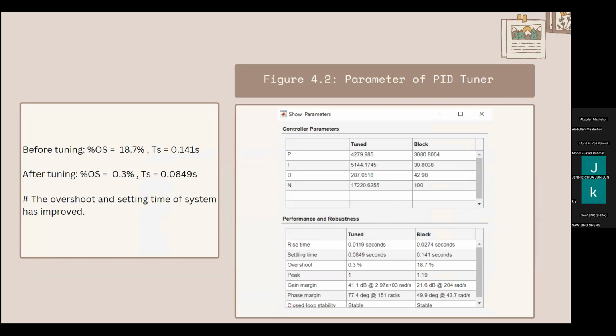The color under the tuned shows the parameters after tuning, while the color under the block shows the parameters before the tuning. Before the tuning, the overshoot is 18.7%, and the settling time is 0.141 seconds. After the tuning, we achieve an overshoot of 0.3%, and the settling time is 0.0849 seconds. So you can see that after the tuning, the overshoot and settling time of the system have been improved. So next slide.